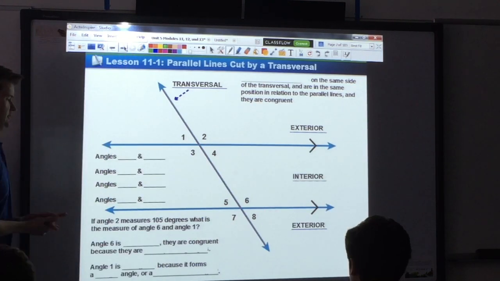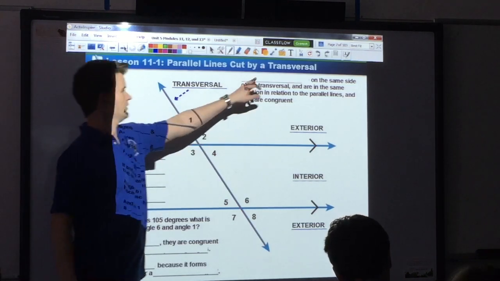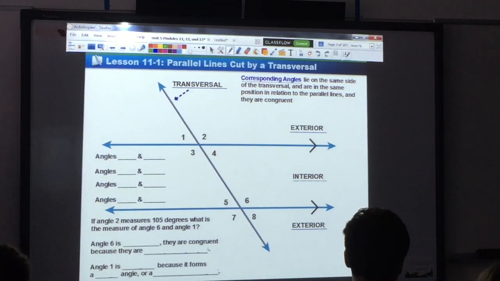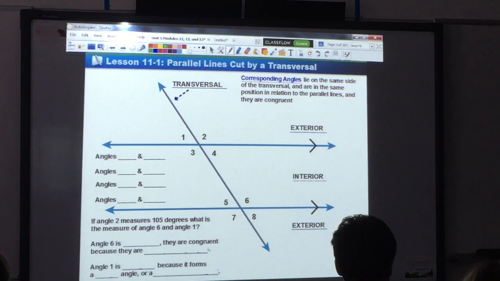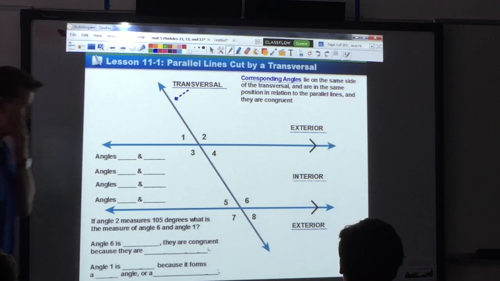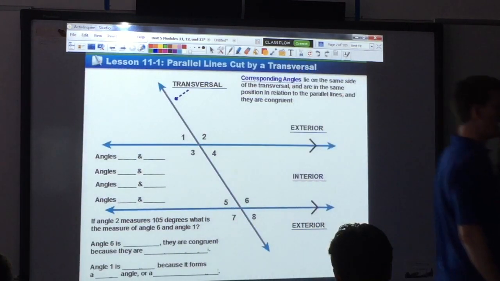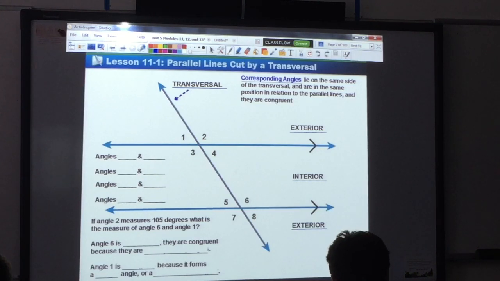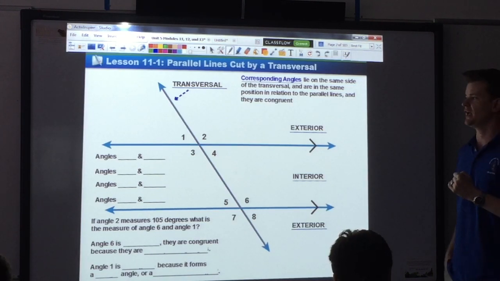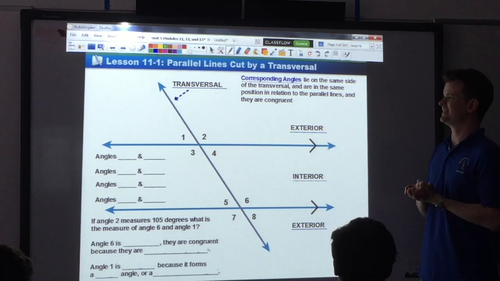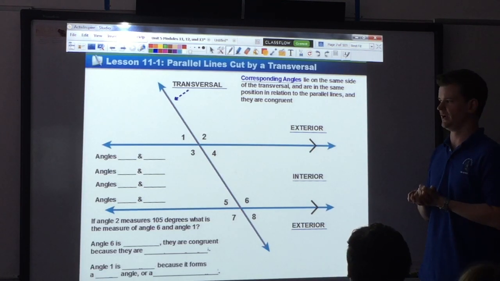Let's talk about another type of angles that are created here. These are known as corresponding angles. And you always have to go through the criteria for this. Corresponding angles lie on the same side of the transversal, and they are in the same position in relation to the parallel lines.